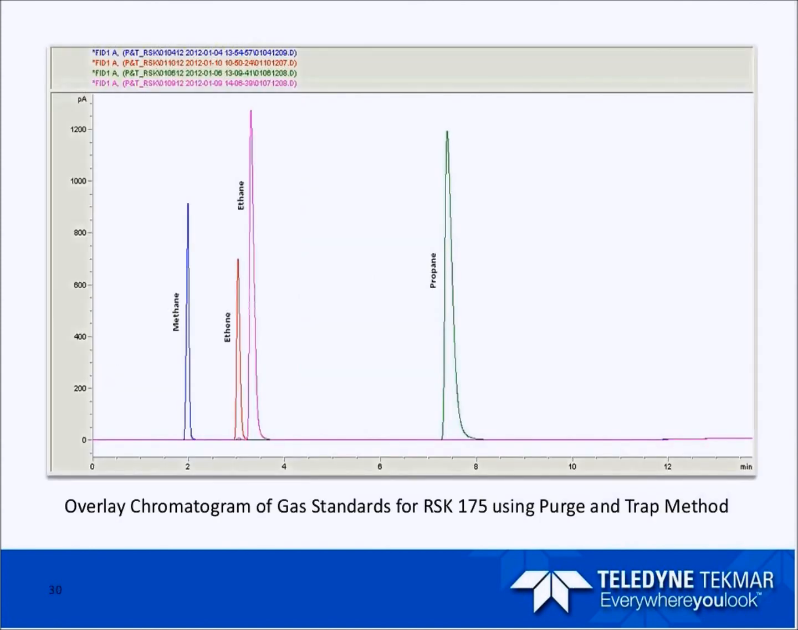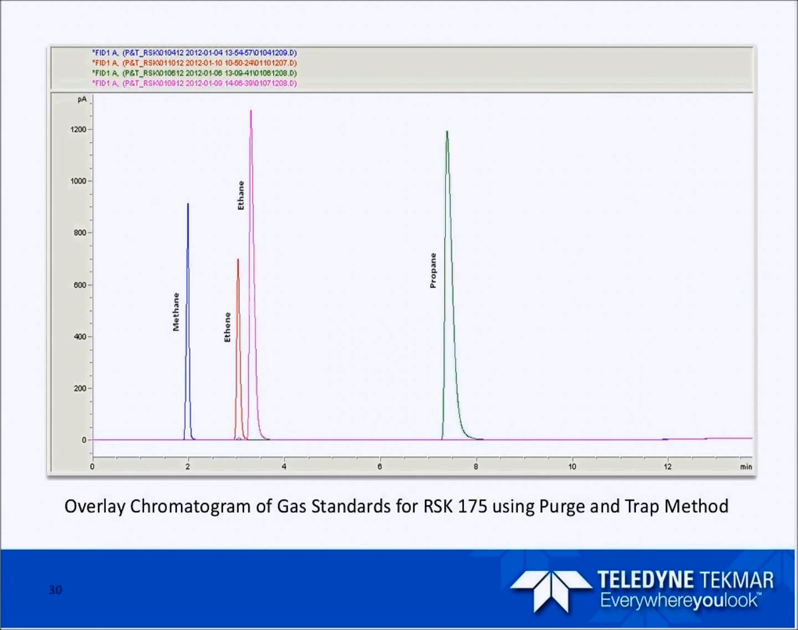And here's a chromatogram. This is an overlay chromatogram for the purge and trap analysis. And as you can see, there's no coelutions. And you notice the propane starts to tail a little bit. That is basically just because of the oven program.